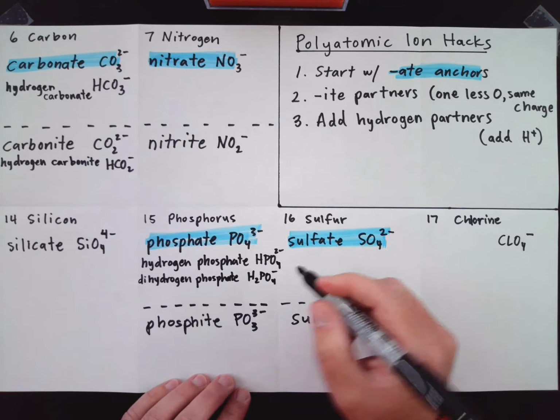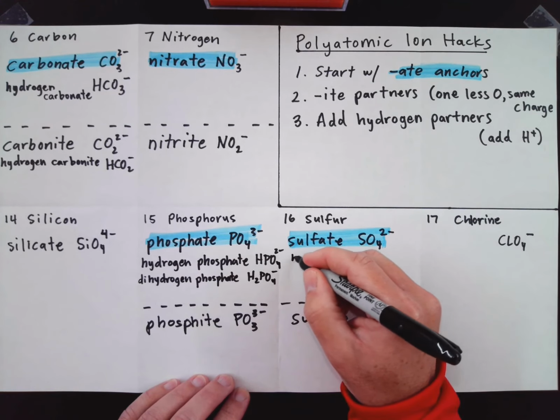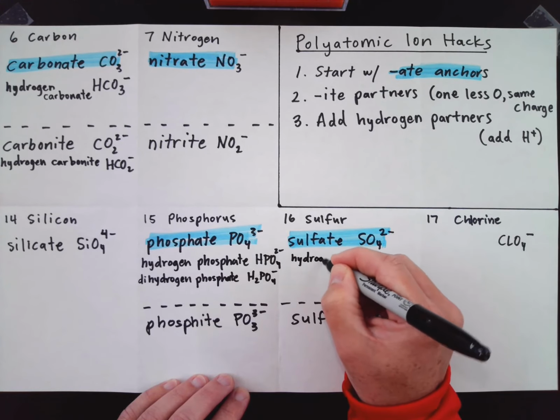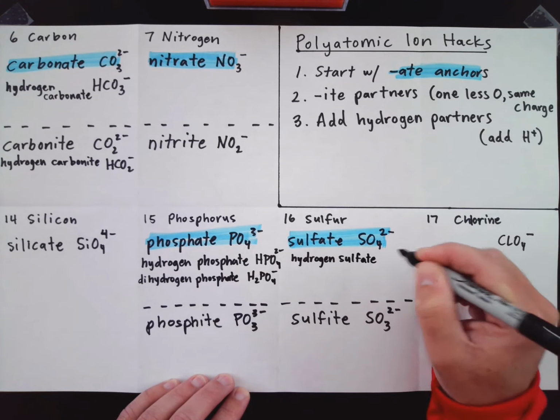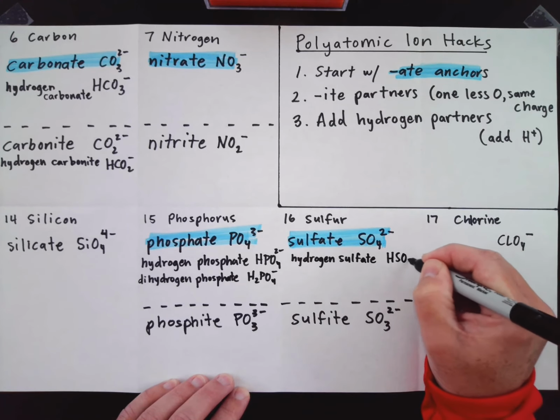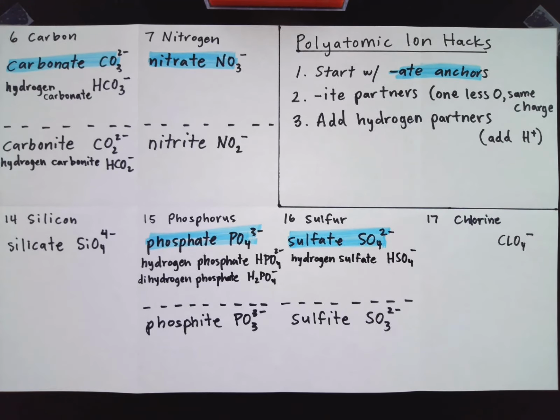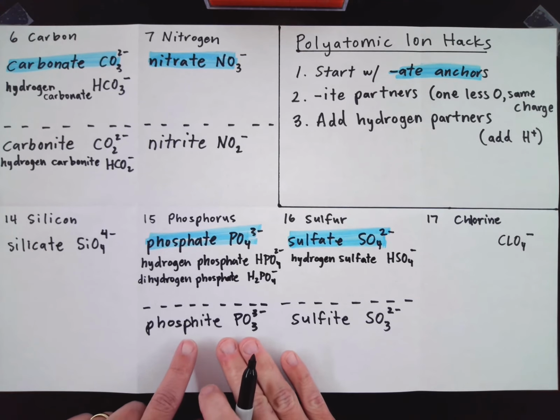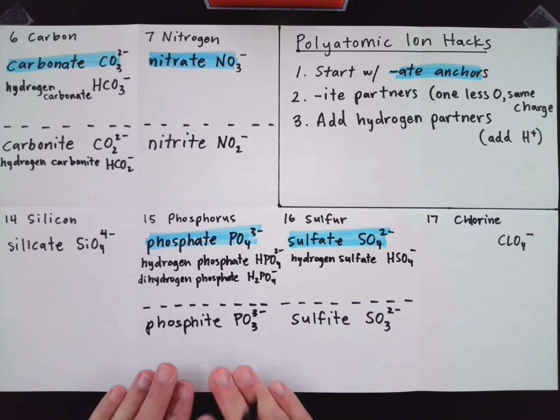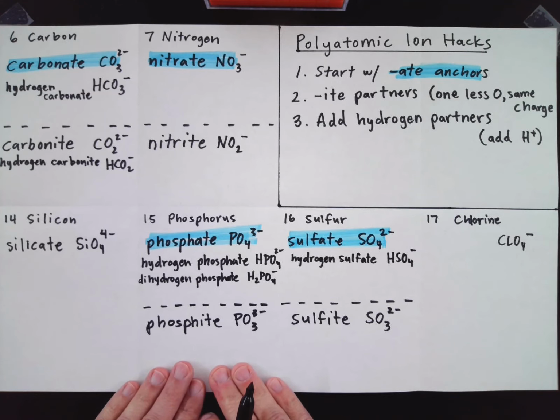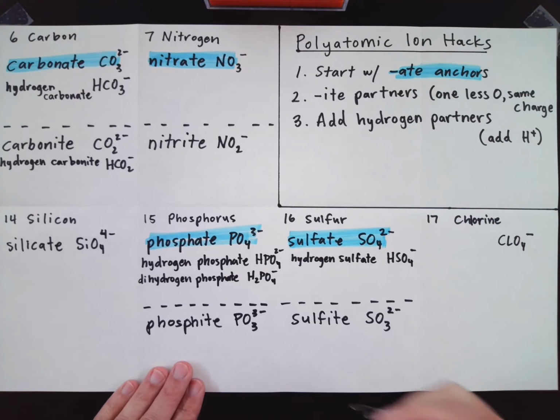Sulfate over here. It also has a hydrogen sulfate version. HSO4 with a minus charge. I can do similar things for hydrogen phosphite and dihydrogen phosphite for the sake of time. Not super common. I'm not going to worry about those. But I think I will do it for hydrogen sulfite.